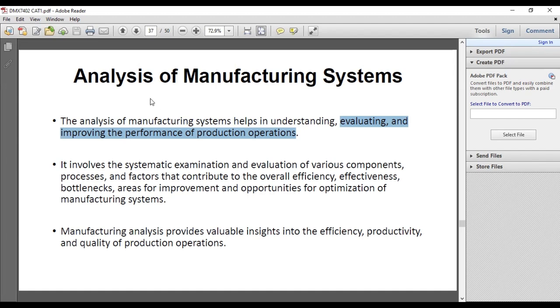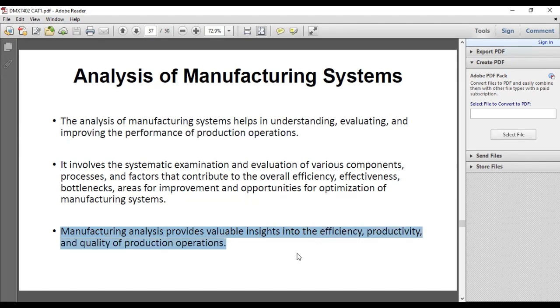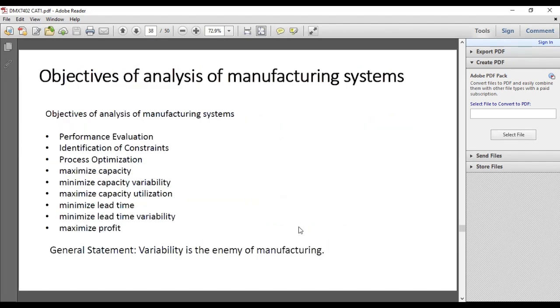So remember, just take this for you to understand. So why do we analyze manufacturing systems? It is to increase productivity, efficiency and quality of production operations. Okay, and these are the objectives of analyzing manufacturing systems.